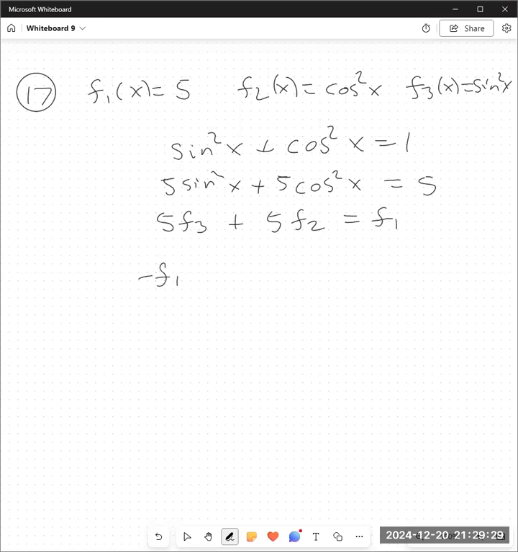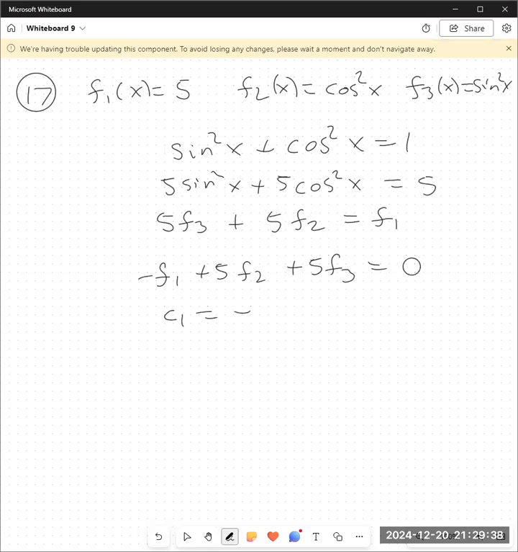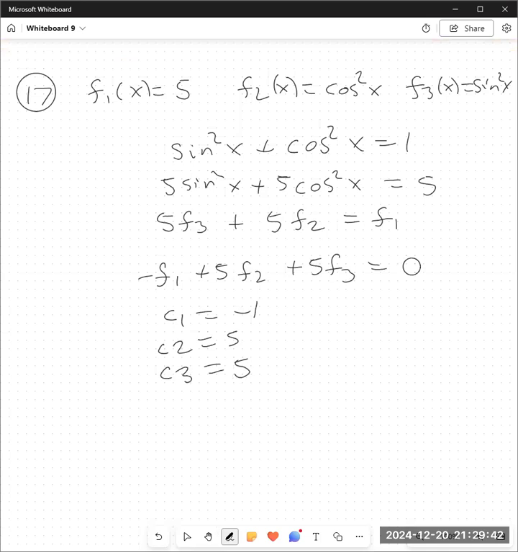So a negative f1 plus 5f2 plus 5f3 is equal to 0. C1 is equal to -1, C2 is equal to 5, C3 is equal to 5, and they are linearly dependent.